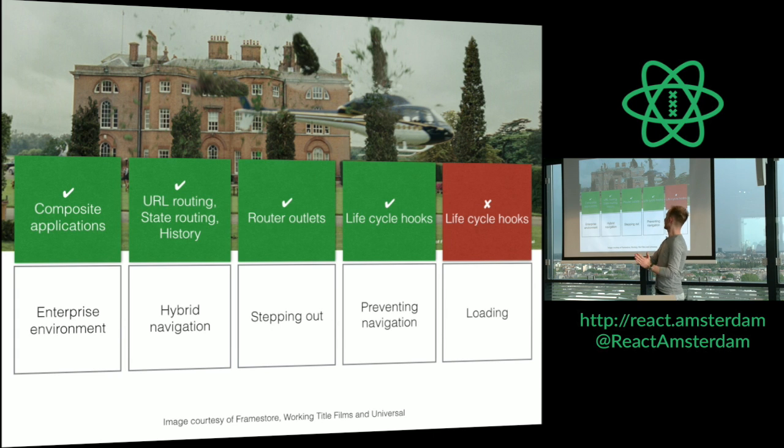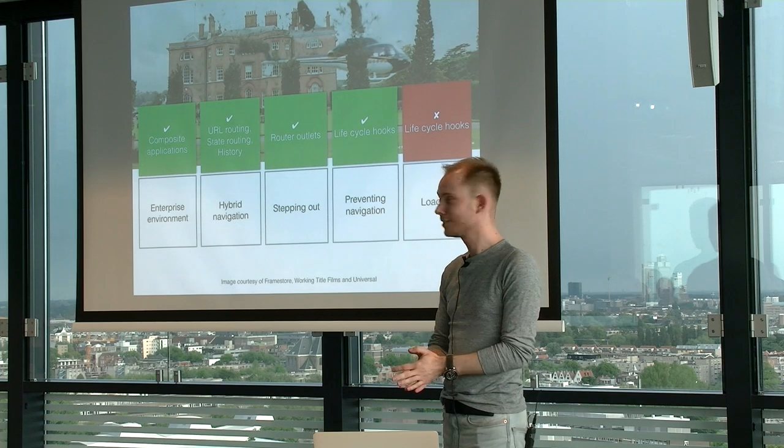So, recap: we use composite applications to make being enterprise a little easier. We use URL routing, state routing, and history API to implement this hybrid navigation concept. Router outlets to allow people to step out of the content, but without losing anything there. They can return at any point. Lifecycle hooks to prevent navigation. We deliberately avoided lifecycle hooks to load content because that makes the whole application seem unresponsive. So that was my talk.